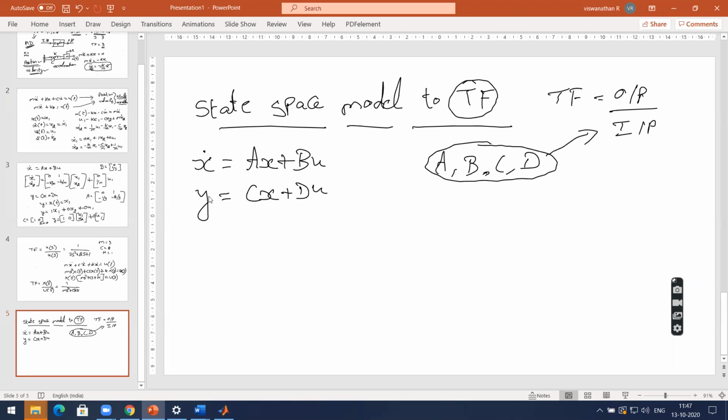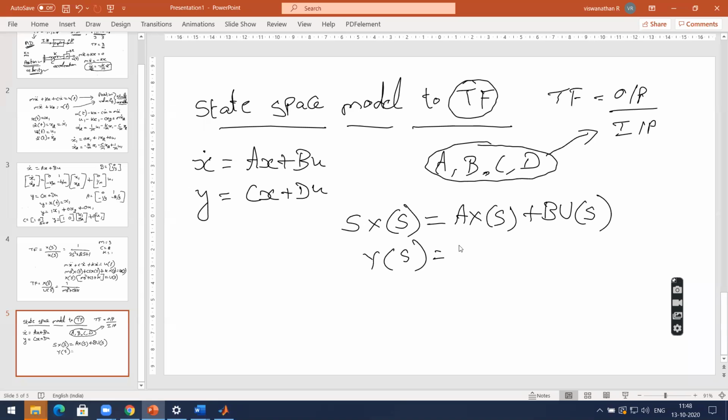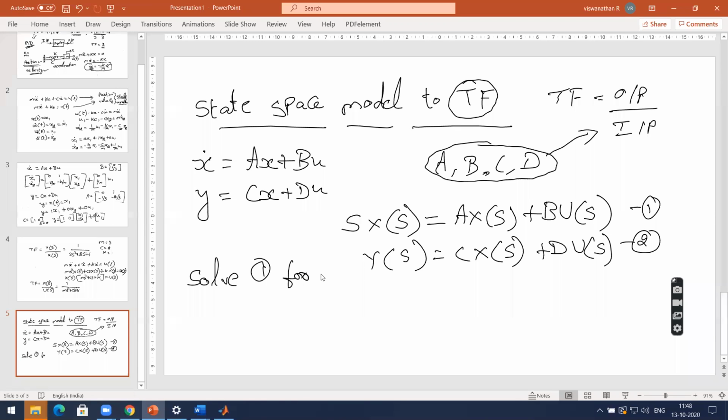For that we need to take the Laplace of these two equations. So what will be the Laplace of x dot? It will be s into X of s, equal to A into X of s plus B into U of s. The second equation: Y of s is equal to C into X of s plus D into U of s. Call this equation 1, call this equation 2. Now solve equation 1 for X of s.